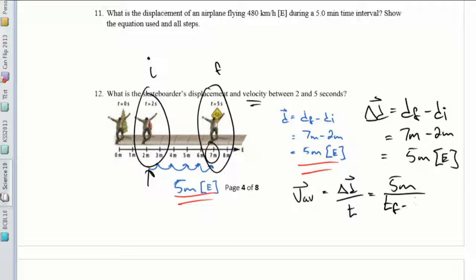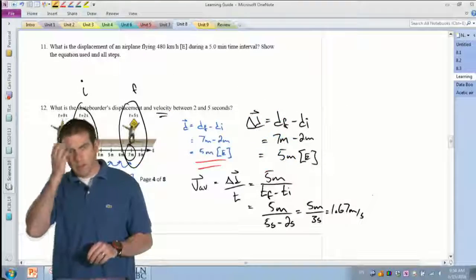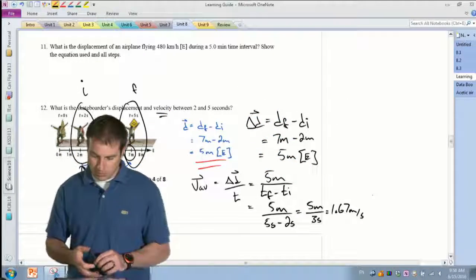t final minus t initial. So you have 5 meters, the final time was 5 seconds, and the initial time was 2 seconds. So 5 meters divided by 3 seconds is going to give us 1.67 meters per second. So that's number 12 on that page. Haley, hopefully that helps you out.